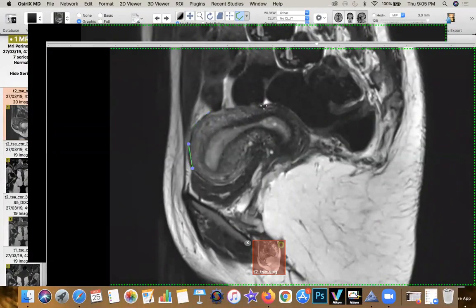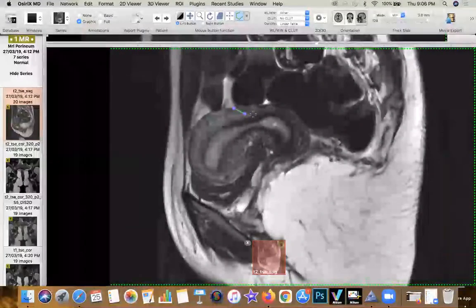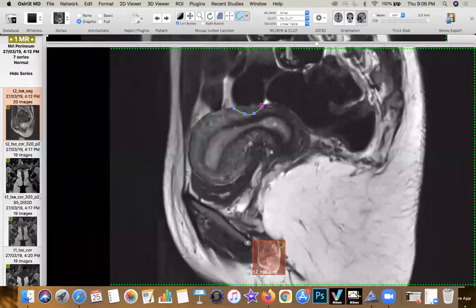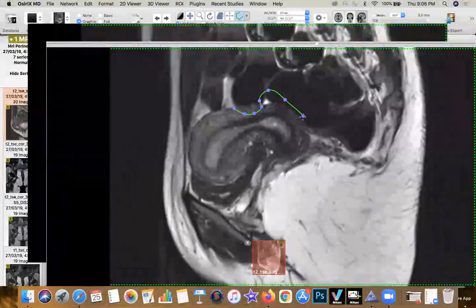Another form of tenting would be this. Suppose rather than having a pure convex bulge, you see an abrupt concavity, and then you see rolling up of the lower portion of the uterocervical junction.